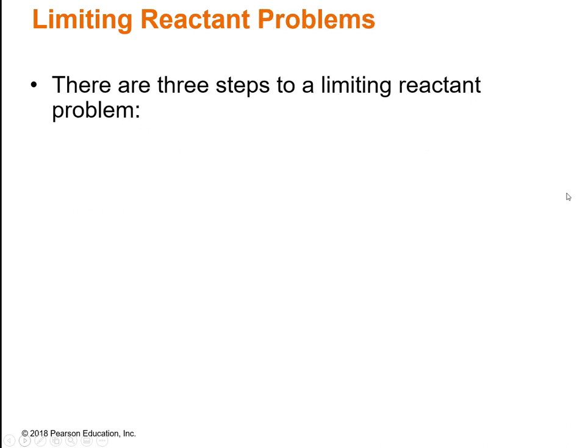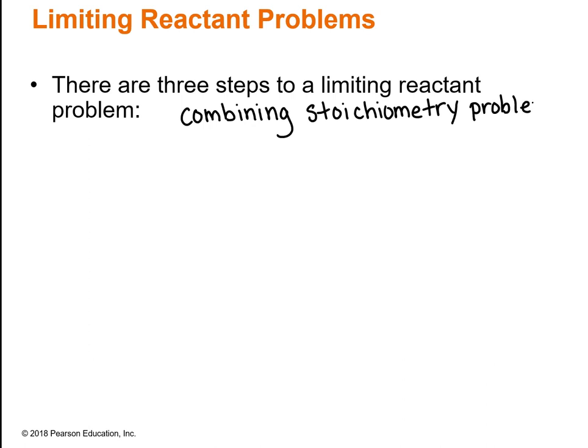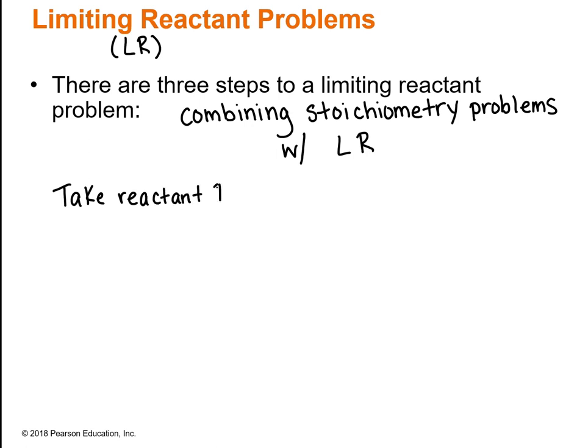There's three steps to solving a limiting reactant problem. And what we're really doing is combining the stoichiometry problem types that we've been doing with this concept of a limiting reactant. I abbreviate limiting reactant LR. So what you're going to do is take your reactant 1 and convert that to whatever product you're interested in.